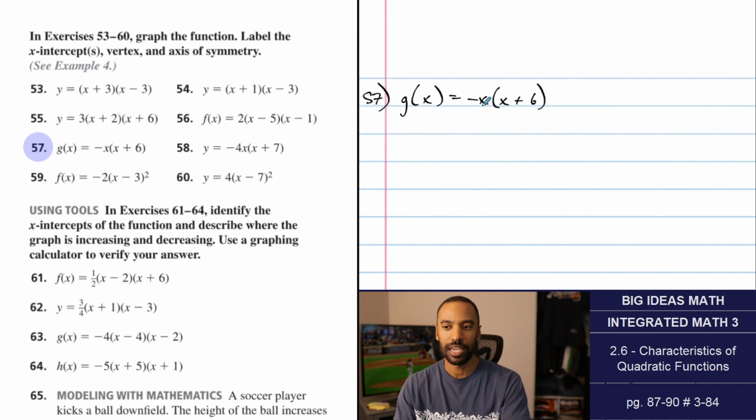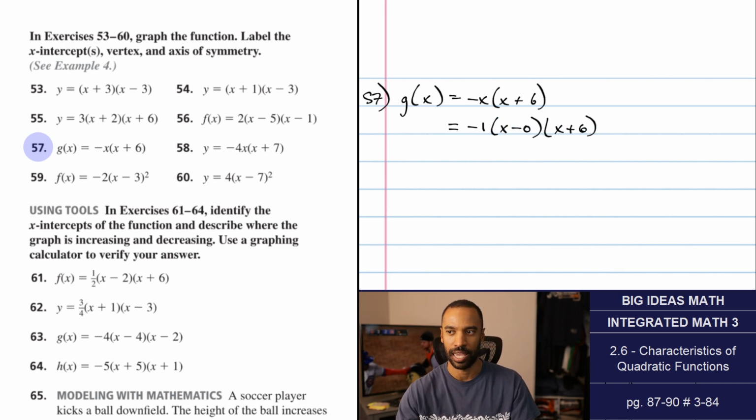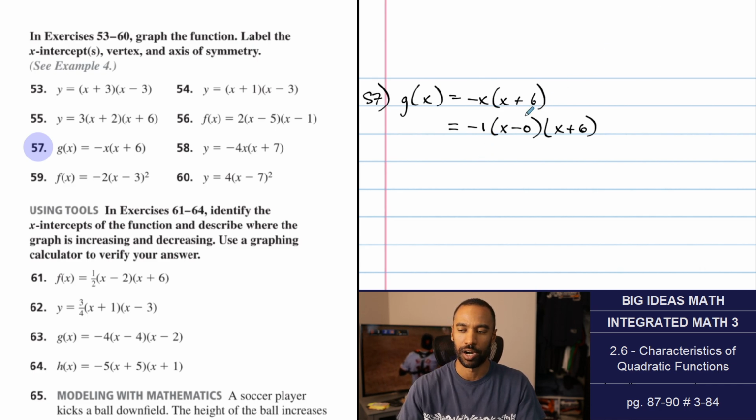All right, this one here, keep in mind a couple things right here. I want to show you this. I could also rewrite this as negative 1 times x minus 0 times x plus 6. I want to bring that up to remind you of what a truly is and what your x-intercepts are. Guys, the x-intercepts here are 0 and negative 6.